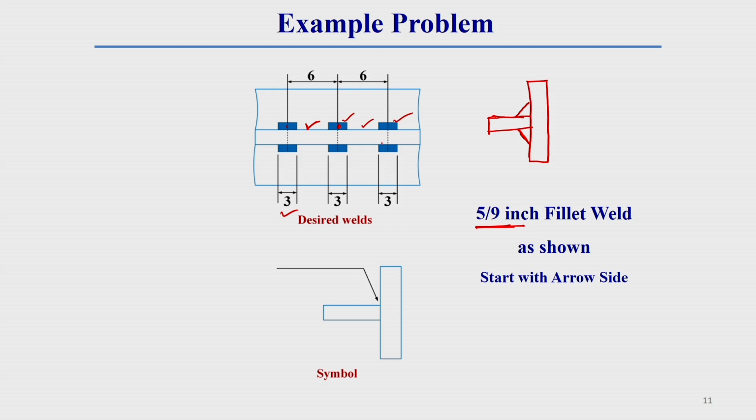So, for this case, both sides of this fillet joint, both sides of this T joint, generally we did fillet welding, this side and this side. So, what should be the welding symbol here? What should be the welding symbol here?